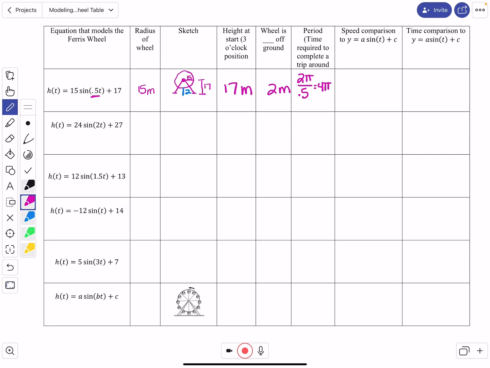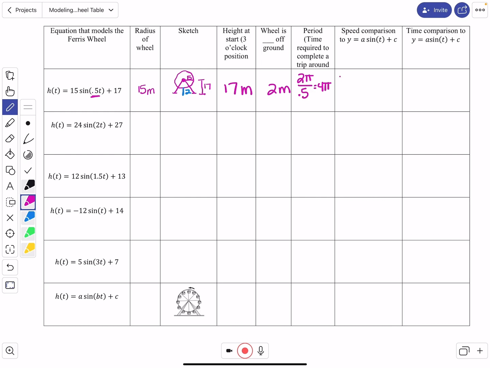So if we do a speed comparison compared to our original, where your original was just t, you're taking more time because you're comparing it to 2 pi. So it was taking 2 pi seconds, we'll say. If it was taking 2 pi seconds, now it's taking 4 pi seconds, then we would say it's going slower, okay?